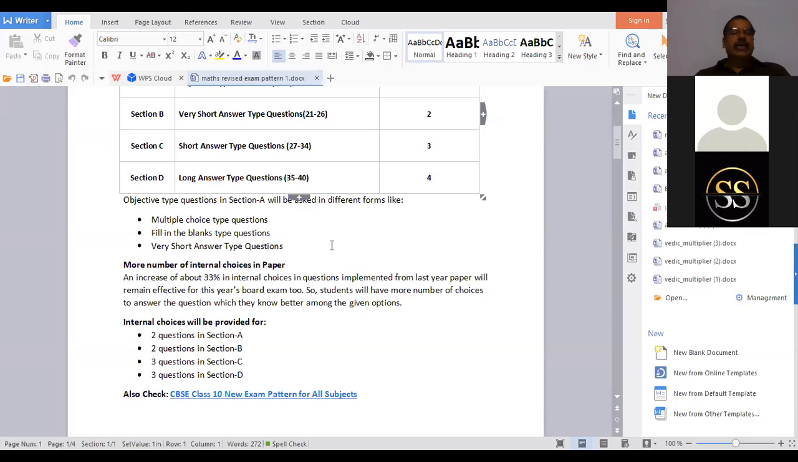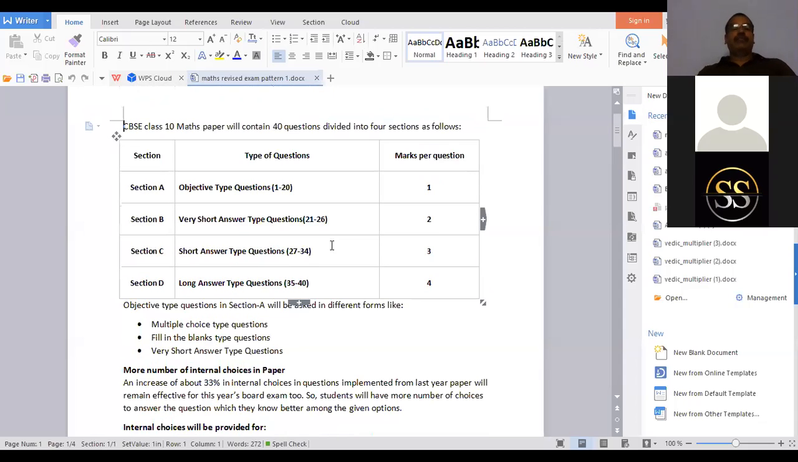Internal choice will be given in Section A: out of 20 questions, 2 questions will have internal choice. In Section B again 2 questions. In Section C also 3 questions have internal choice. In Section D also we have 3 questions with internal choice. So in total you will get 10 extra questions, but the internal choice is only A or B, a question or b question only. Also check the CBSE 10th new exam pattern for other subjects. Okay, so this is the exam pattern.